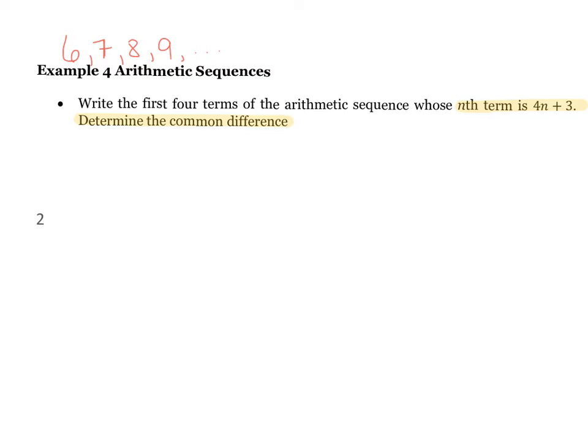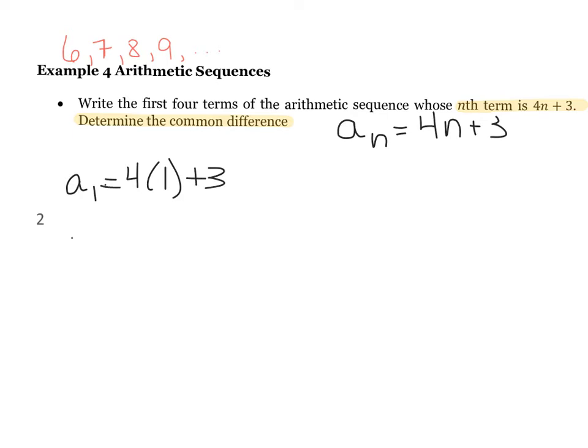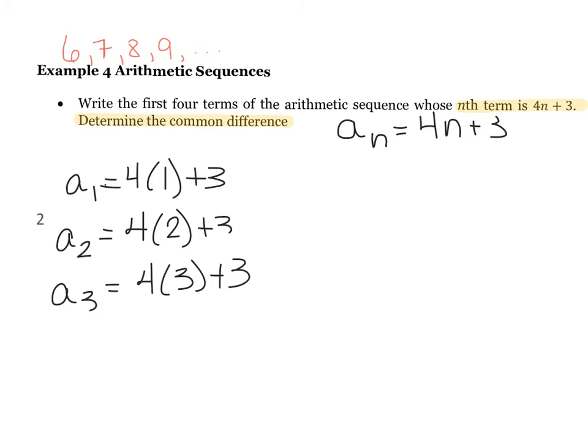So if a sub n is equal to 4n plus 3, I might write that down. A sub n is equal to 4n plus 3. Cool. So my first term, a sub 1, is 4 times 1 plus 3. And a sub 2 would be 4 times 2 plus 3. And a sub 3 would be 4 times 3 plus 3. And a sub 4 would be 4 times 4 plus 3.